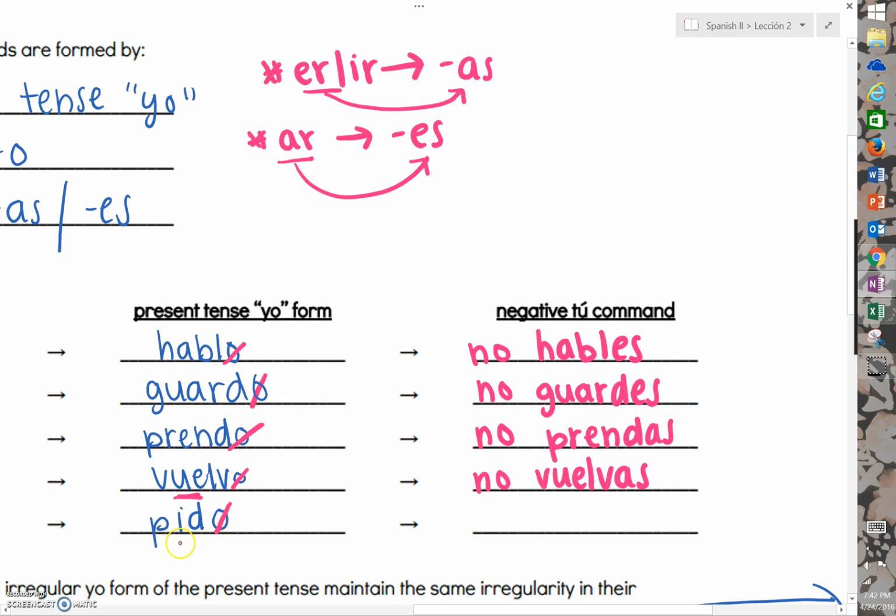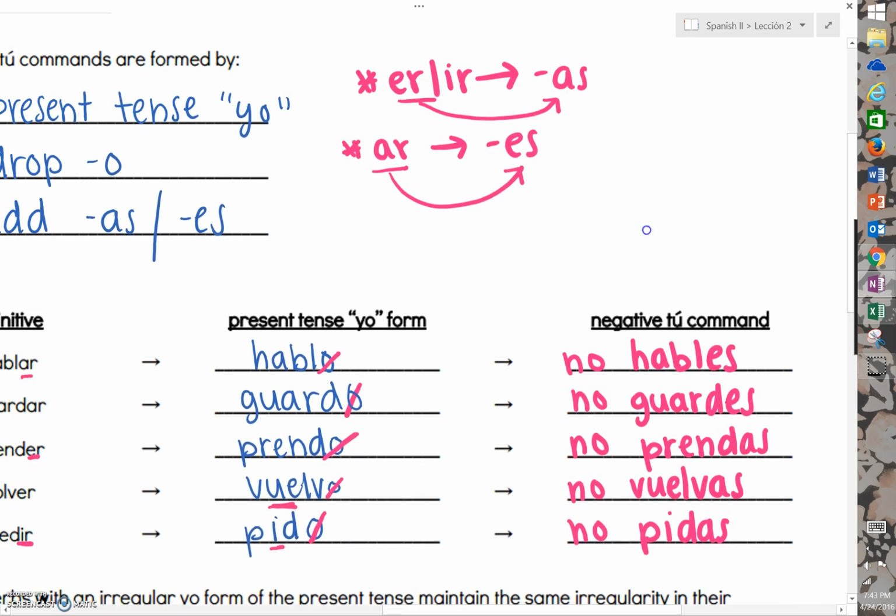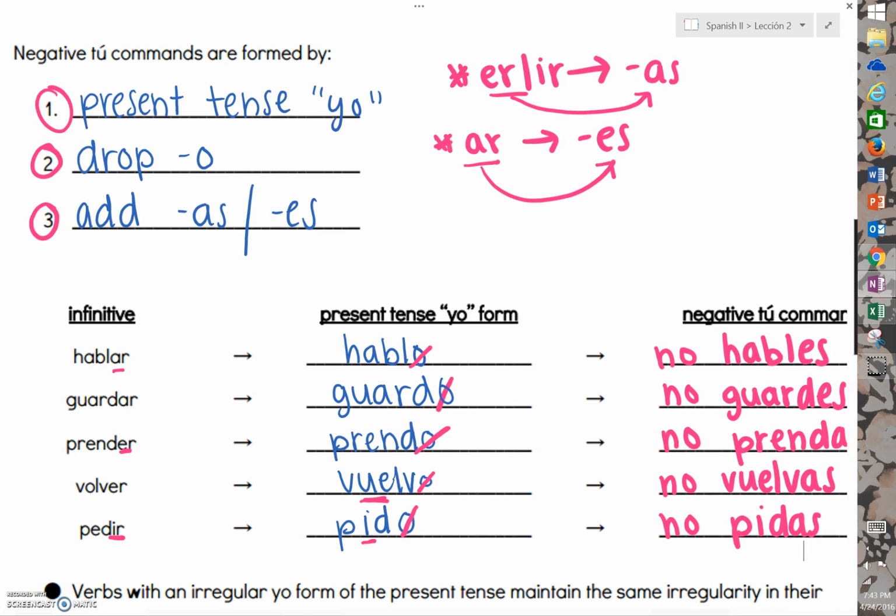Lastly, we have pedir, which is also a stem change. We will drop our O and add the opposite ending, which is pidas. Again, in order to form negative tú commands, we first put our verb into the present tense yo form, then we will drop our O, and then we will add the opposite ending. For ER and IR verbs, we will use AS, and for AR verbs, we will use ES.